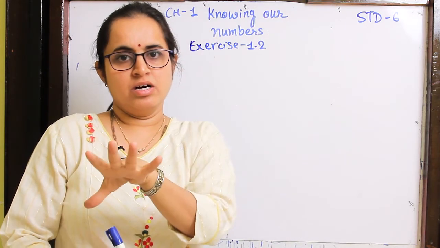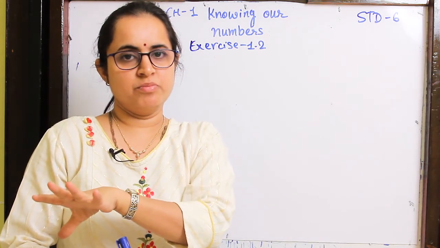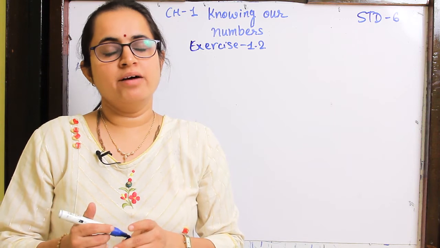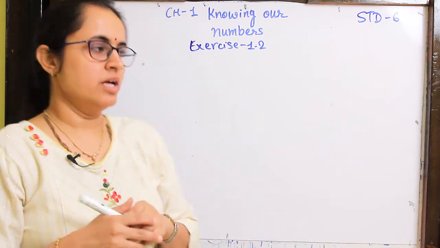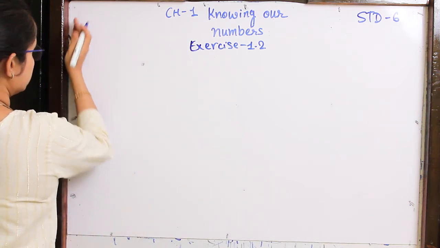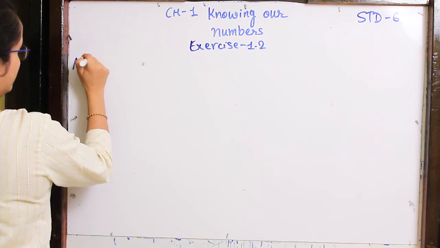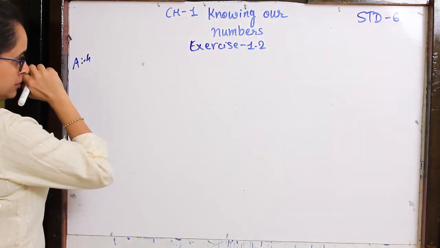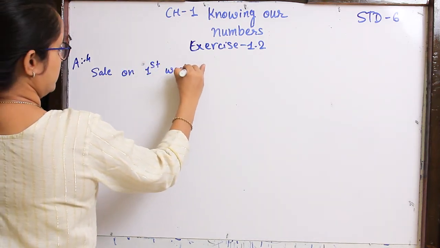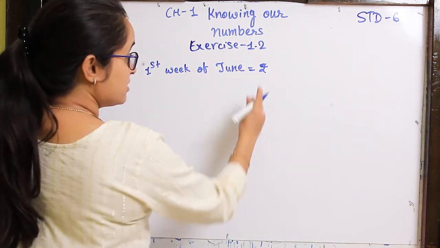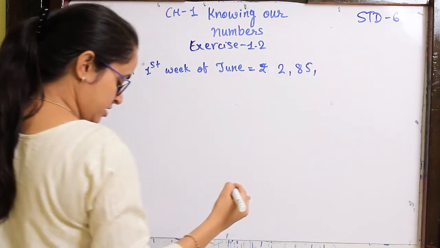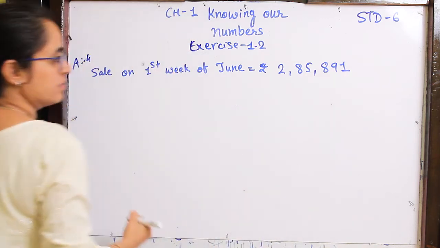Okay. Now, fourth question. Kirti Bookstore sold books worth rupees 2,85,891 in the first week of June and books worth rupees 4,768 in the second week of the month. How much was the sale for the 2 weeks together? Now here together means you have to add the numbers. But there is a trick in the next question. In which week was the sale greater and by how much?